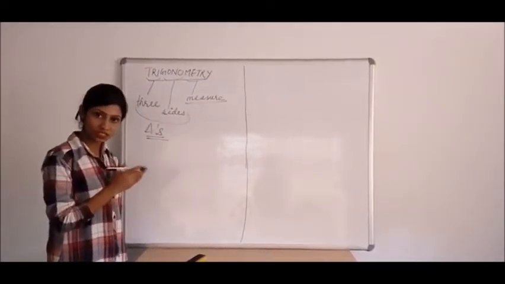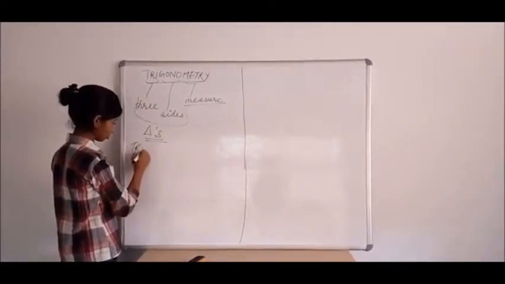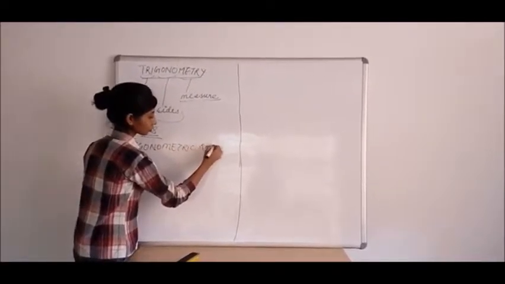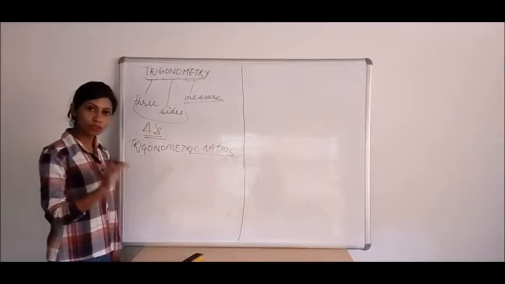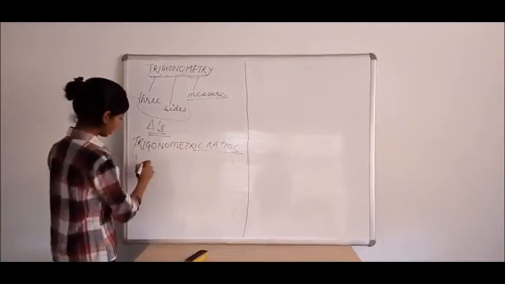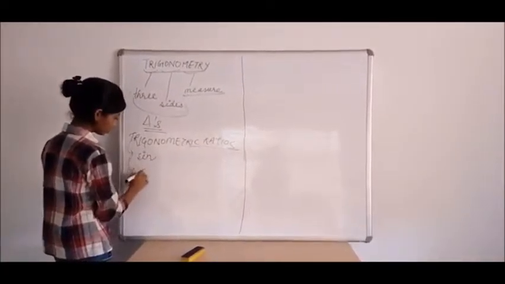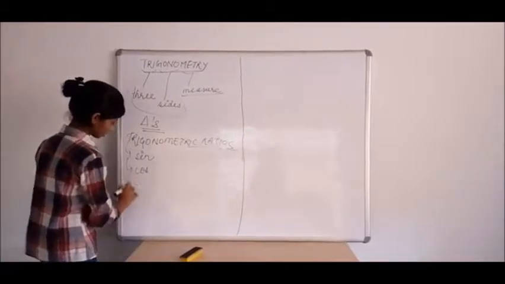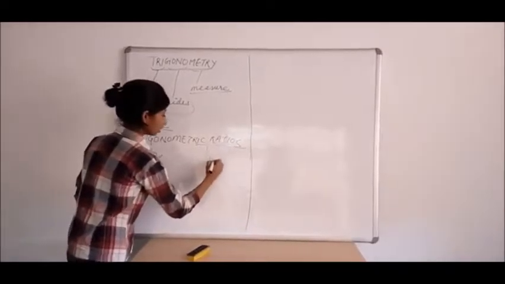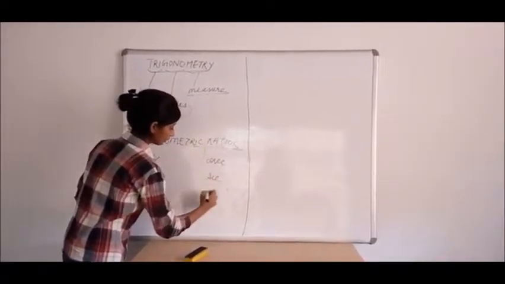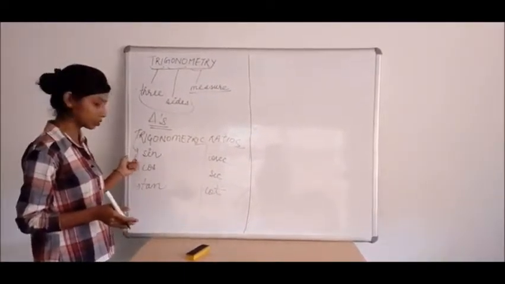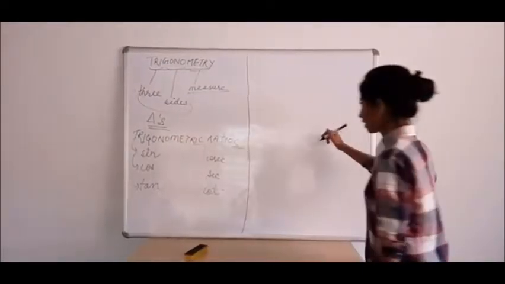The first concept we are going to study in trigonometry is trigonometric ratios. Trigonometric ratios are computed for a particular angle. There are basically 6 types of trigonometric ratios. Number 1, sine, cosine, tangent, and their reciprocals: cosecant, secant, and cotangent.